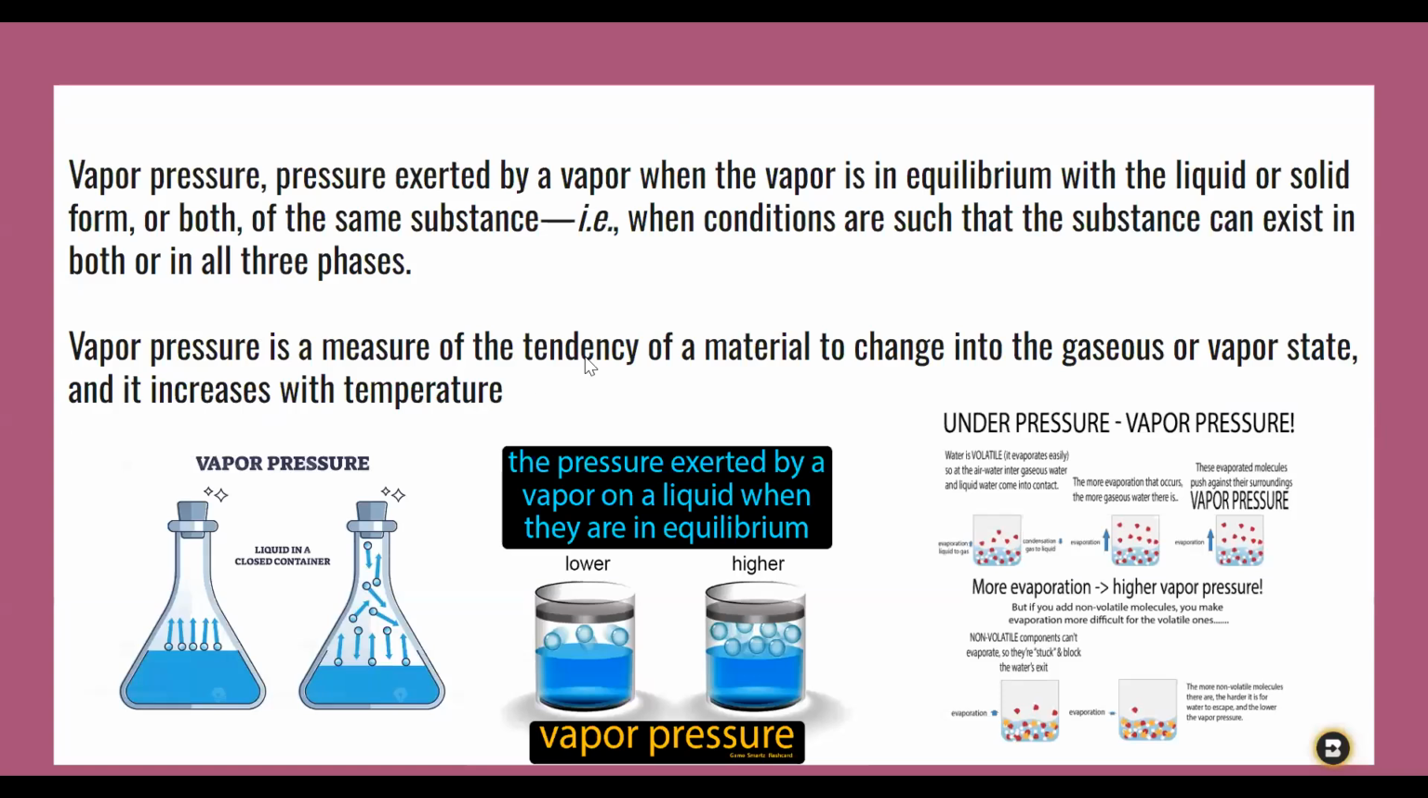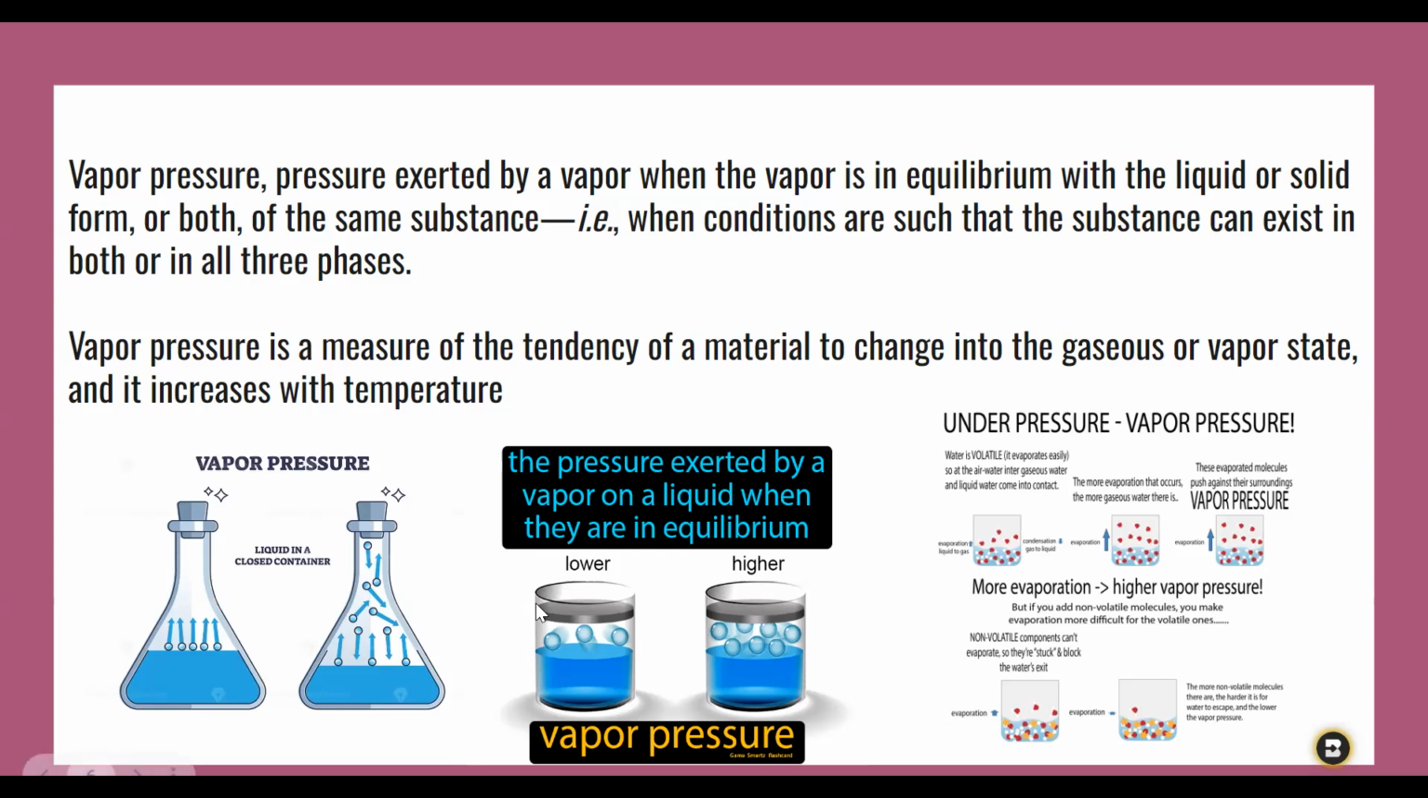So what is vapor pressure? When we boil water, for example, water vapor evaporates. That vapor exerts some pressure when the vapor is in equilibrium with the liquid or solid form or both of the same substance. Or we can say vapor pressure is a measure of the tendency of a material to change into gaseous or vapor state, and it increases with temperature.